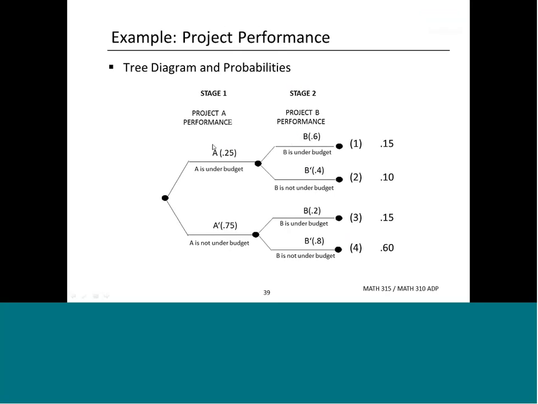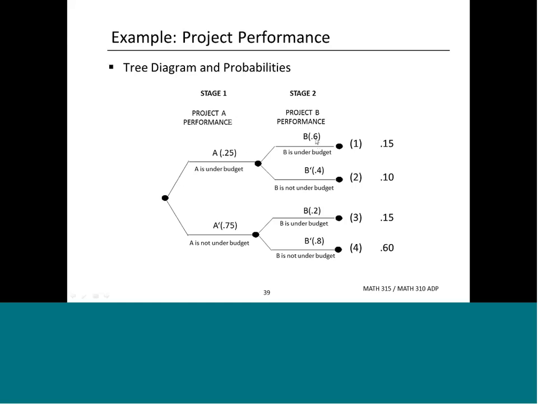The odds of B has changed based on whether or not I was under or over budget on A. Okay. So now is the interesting part. When we get to here, what are the odds that I make it all the way to outcome 1? Outcome 1 is I'm under budget on A and under budget on B. That would be outcome 1. I have a 15% chance of that.